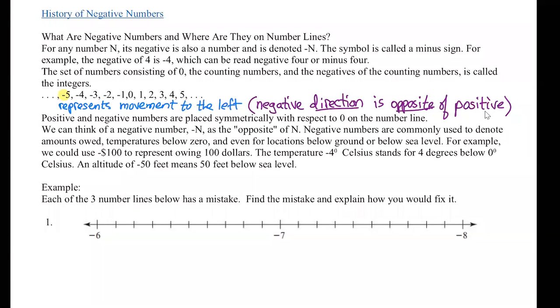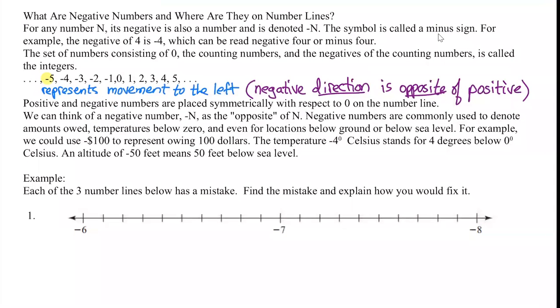You've also got the formal instruction here. We can think of negative n as the opposite of n. Now we're getting into the algebraic definitions. Negative 4 degrees Celsius is 4 degrees below 0 Celsius. An altitude of negative 50 is 50 below sea level. The key there is that there is some benchmark that has been established. When you're dealing with it strictly numerically, that benchmark is 0. So I'll just make a note of that.